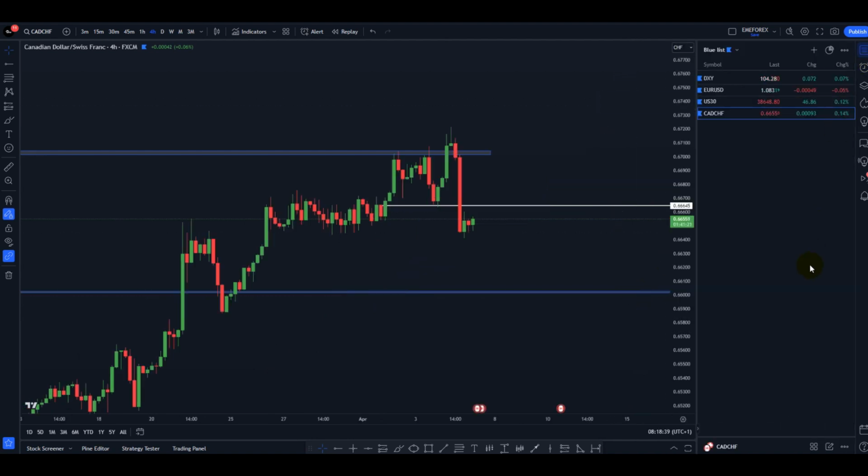So for NFP, we have Euro USD, US30, and CAD Swiss.